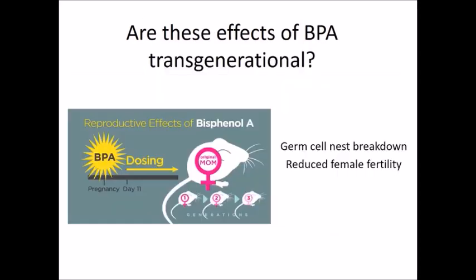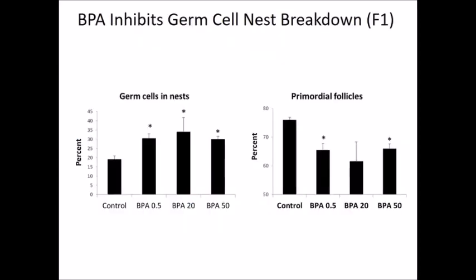Now, given these effects on germ cell nest breakdown and fertility, we wondered, were these effects transgenerational? Particularly, we wanted to know whether the F2 and F3 generations of mice had problems with germ cell nest breakdown and reduced female fertility. So I'm showing here first data that I've shown you before in the F1, indicating that BPA inhibits germ cell nest breakdown. And again, BPA significantly increased the number of germ cells in nests and decreased the number of primordial follicles.